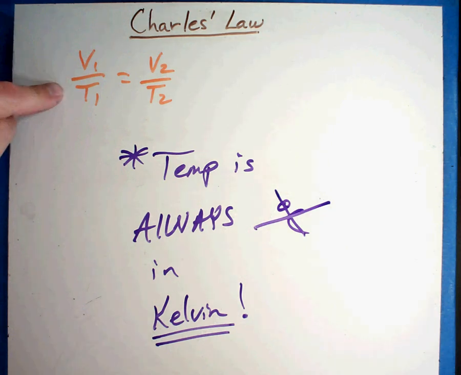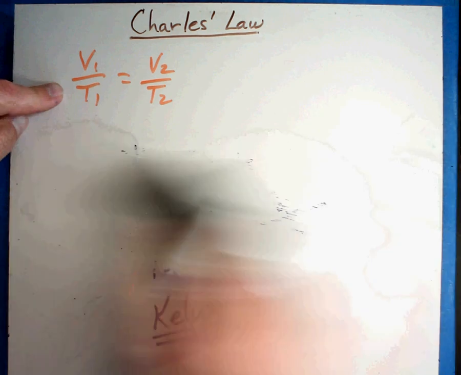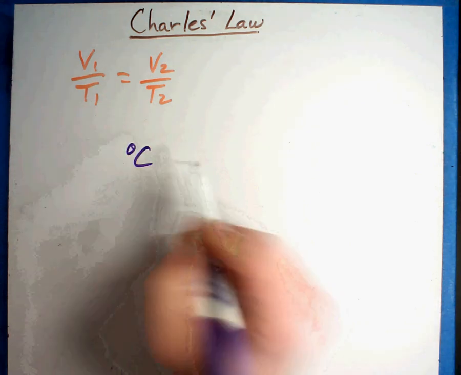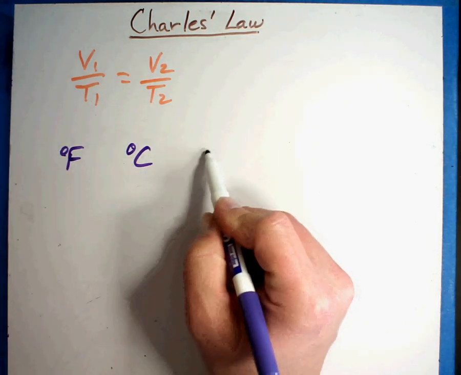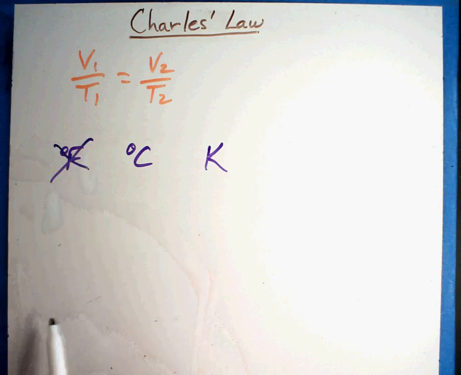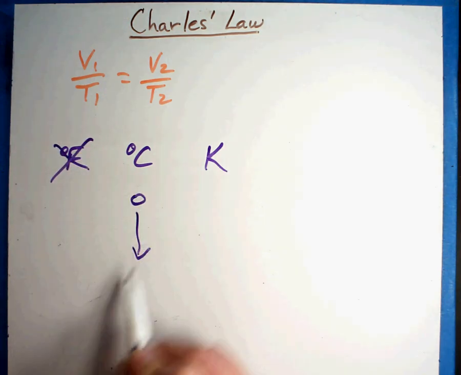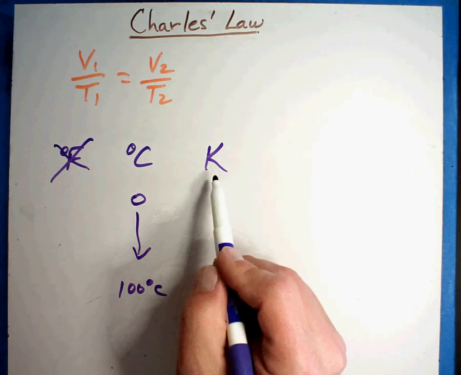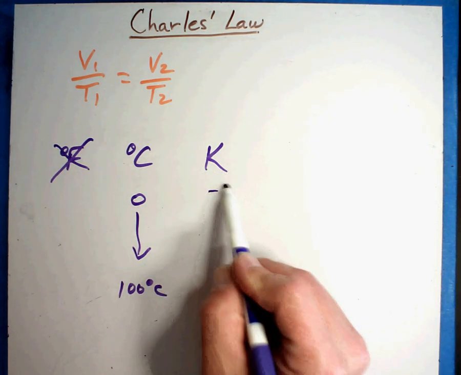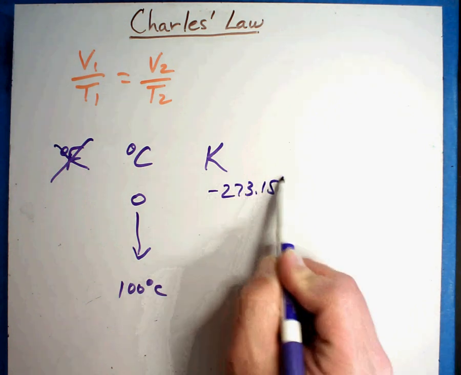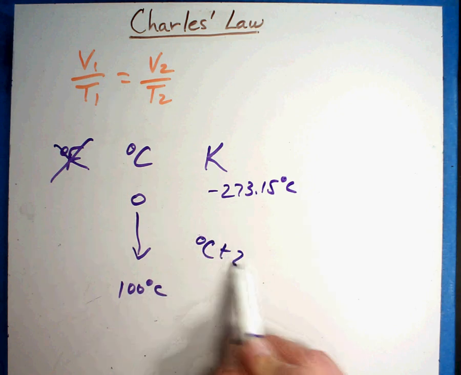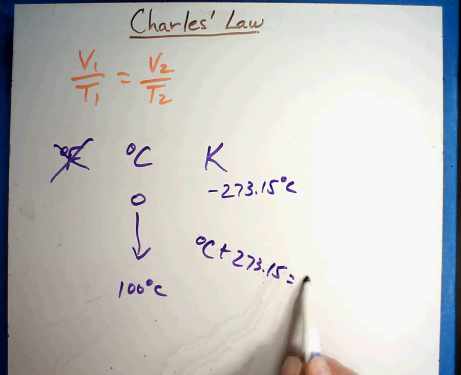Charles's Law only works with a scale that can never be negative. Now, quick reminder, let me show you why very quickly. We talked about the other day that there is the degrees Fahrenheit, degrees Celsius, and the Kelvin scale. We never use this one in science. This one is based on 0 to 100 degrees Celsius. The Kelvin scale is based on the absolute coldest temperature in the universe, which was negative 273.15 degrees Celsius. You should remember this. So basically, degrees Celsius plus 273.15 equals Kelvin.